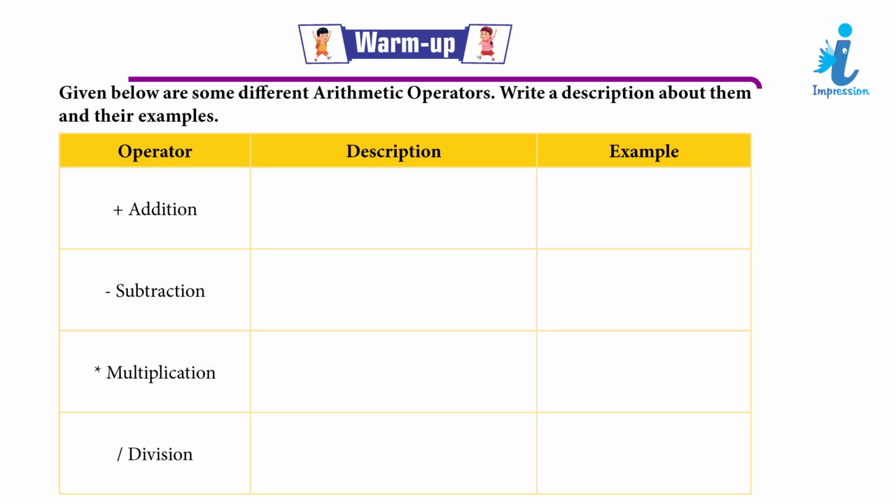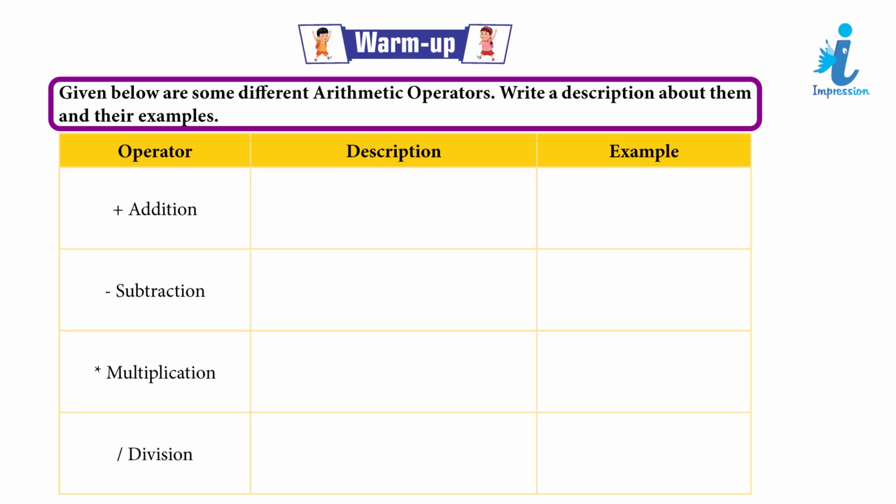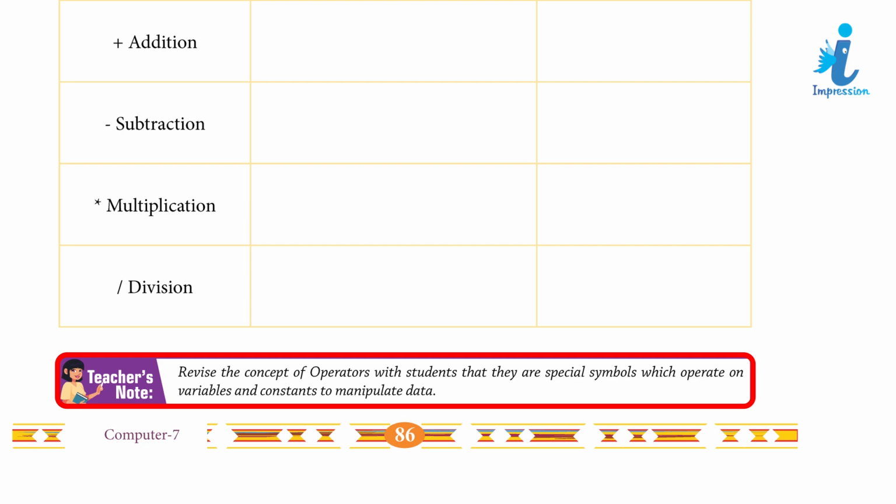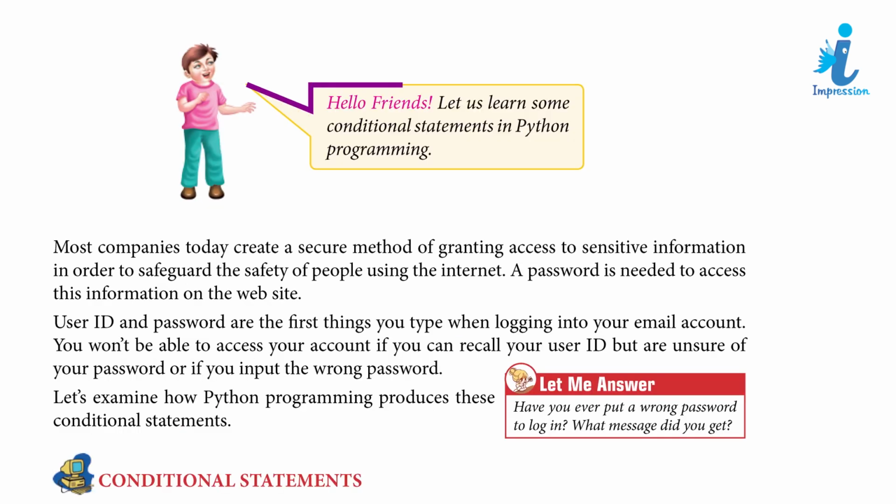Warm up. Given below are some different arithmetic operators. Write a description about them and their examples. Teacher's note: Revise the concept of operators with students, that they are special symbols which operate on variables and constants to manipulate data. Hello friends, let us learn some conditional statements in Python programming.